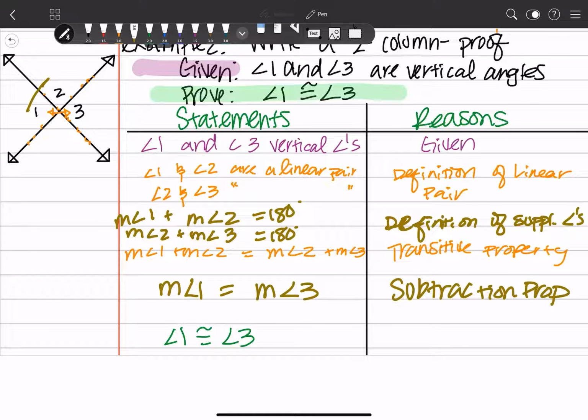Now, just because it says the measure is equal does not mean it's congruent. We have to state that angles with the same measure are congruent.